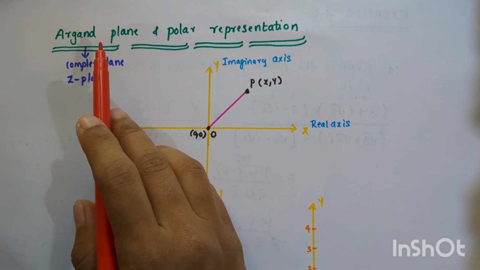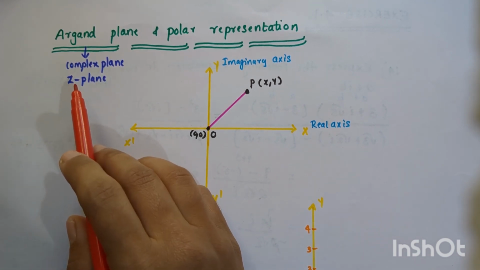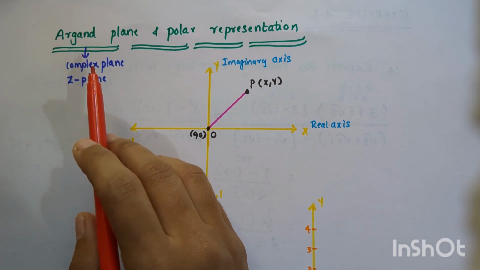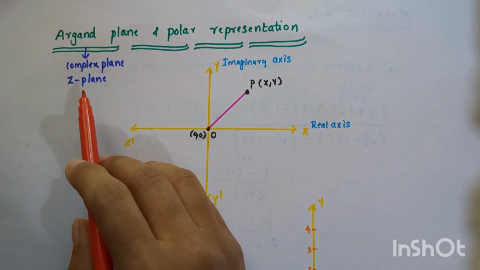See, the Argand plane is actually the complex plane or the Z plane. Z is actually the complex number. So, the Argand plane is a complex plane or the Z plane, where Z is the complex number.